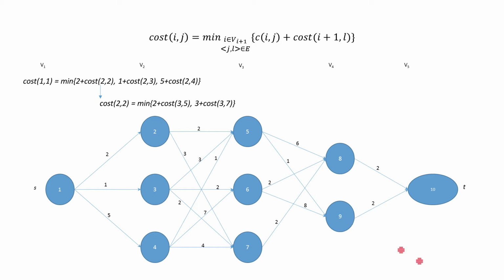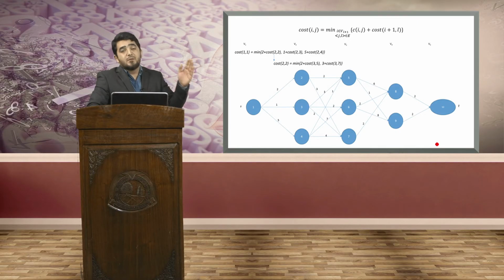Cost of k minus 1 comma j will be equal to the cost of the edge j comma t if j comma t belongs to E. It means if there is an edge. If it is not, then the cost would simply be infinity.